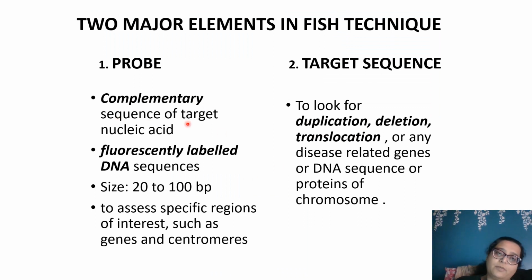The probe is complementary to the target sequence, fluorescently labeled, 20 to 100 base pairs, and specific to a particular mutation. It's a specific region. It's not an unknown mutation. And what can you study through this? You can study duplications, deletions, translocations, etc.